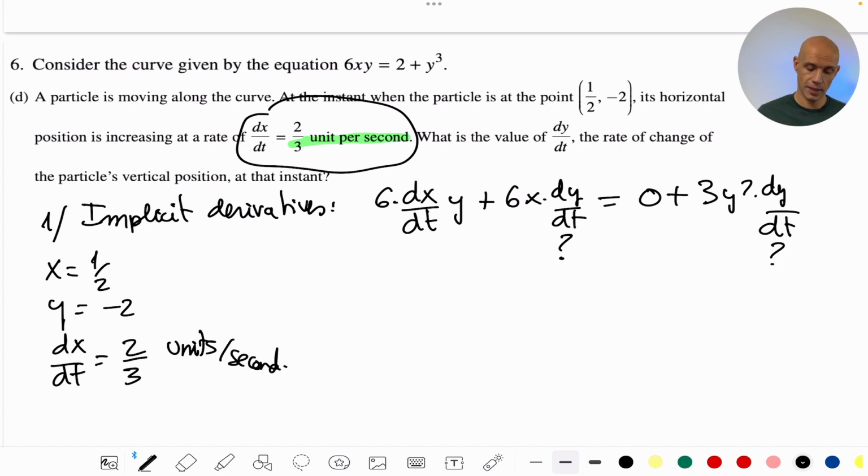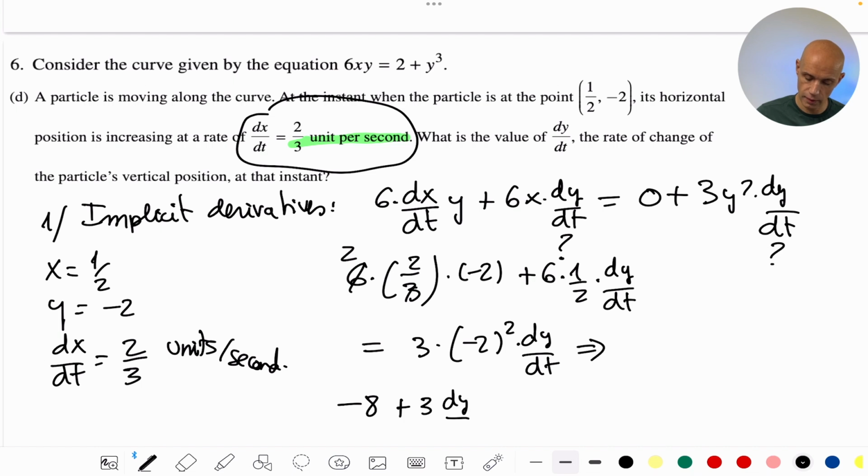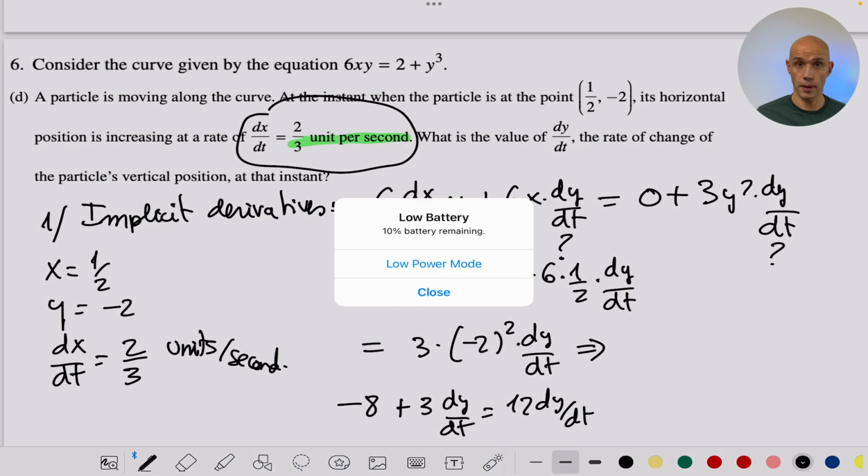Now let's carefully substitute all these values. 6 times 2/3, it's plus, and then multiplied by y, -2, here is the minus, plus 6 times x, 1/2, times what we want to find, equals 3 times y squared, so minus this thing here, times what we want to find. Here we can do some simplifications. This gives -8 plus 3 times what we want to find equals 12 times what we want to find. Be careful because that minus went away because of the square.